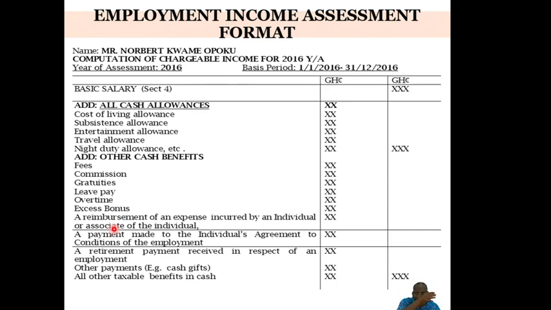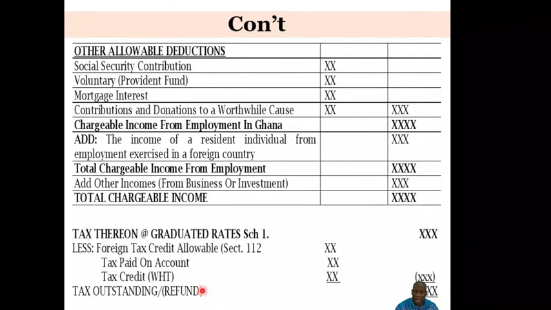And then there are more cash benefits, like a retirement payment received in respect of unemployment, for example, employer contribution to tier 3, employer contribution to SNIT. You add it to the person's income. Other payments, like a gift by way of cash, you add as another cash benefit. All these are taxable cash benefits. You'll be adding, okay?